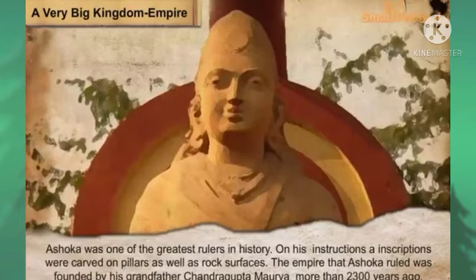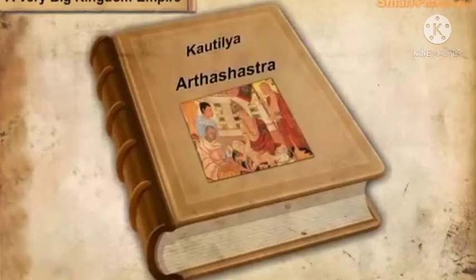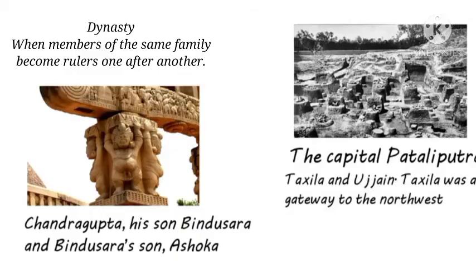The first emperor of India was Chandragupta Maurya. He founded the Mauryan dynasty. The empire that Ashoka ruled was founded by his grandfather Chandragupta Maurya more than 2300 years ago. Chandragupta was supported by a wise man named Chanakya or Kautilya. Many of Chanakya's ideas were written down in a book called the Arthashastra.